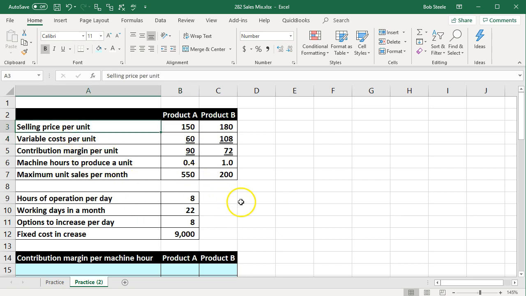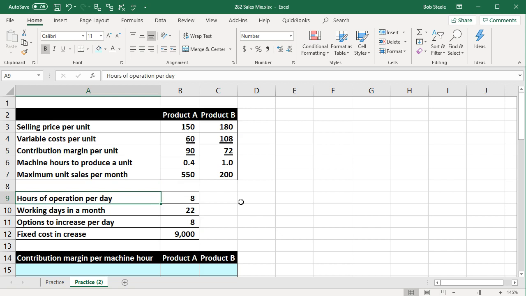Our data up top, we've got product A, product B. We've got the selling price per unit, variable cost per unit, and contribution margin, then subtracting those two out. We have the machine hours to produce a unit, which is going to be 0.4 and 1 machine hour. That's going to be what we're measuring in terms of. That's going to be our restraint, our limiting factor, the machine hours. And then we have the maximum unit sales per month, which is going to be 550 and 200, meaning this is how many we could sell max.